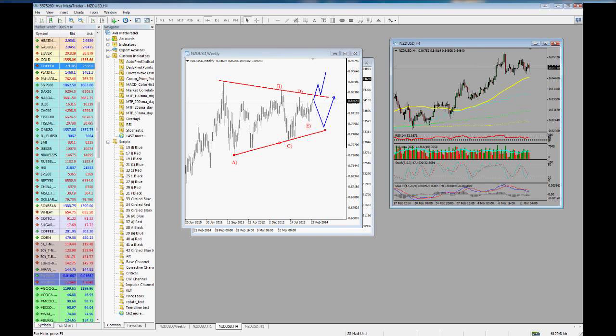Any other markets, traders? Now we have about 3 minutes left.